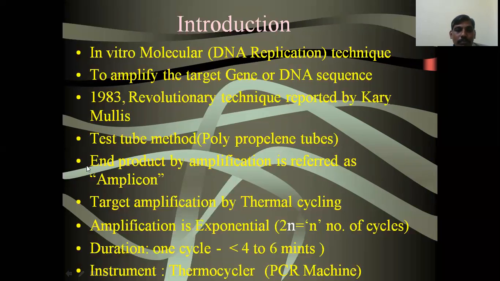So by this PCR mechanism, we get an end product. The end product is nothing but a number of DNA copies. The end product of amplification is referred to as an amplicon. Amplicon means that in the last phase of the PCR mechanism, we obtain several copies of the DNA molecule. Each copy of DNA is called an amplicon.